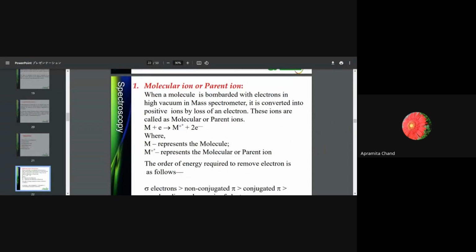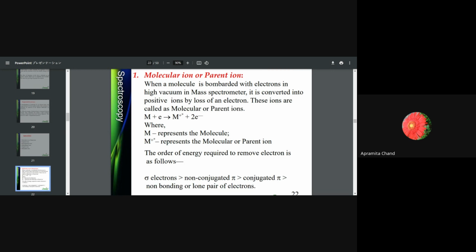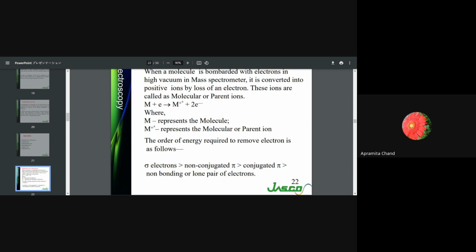So the first kind of ion is the molecular ion. How do we denote a molecular ion? The molecule is uncharged. When it is bombarded with an electron, a molecular ion is formed and two electrons are lost. One is the bombarding electron and the other is lost from the sample.